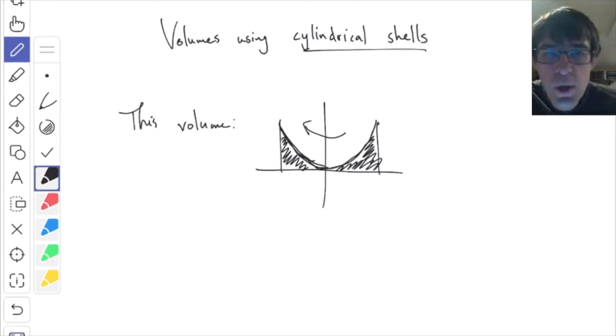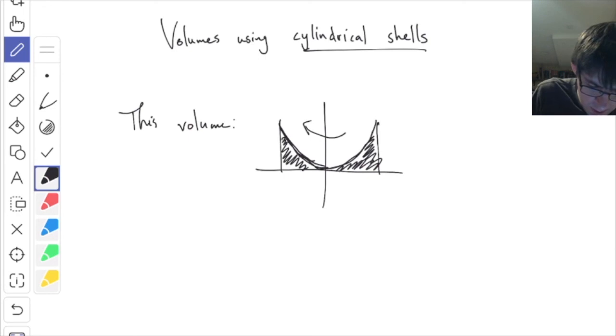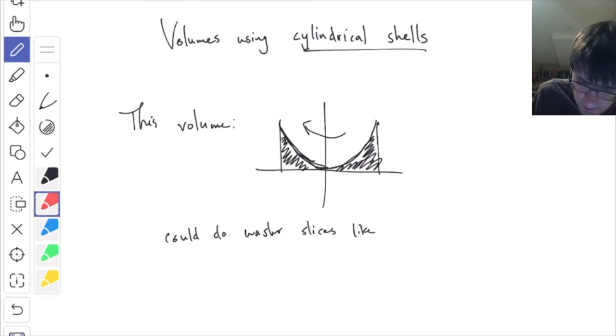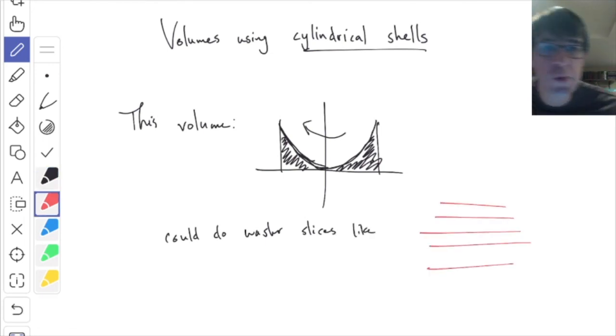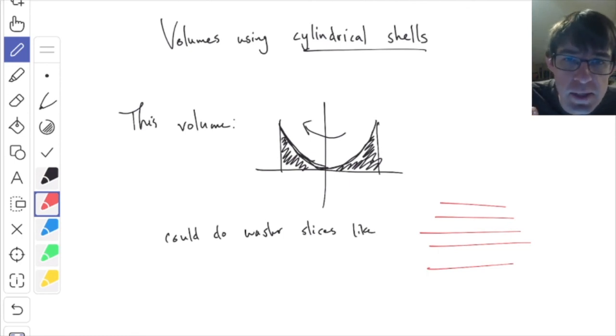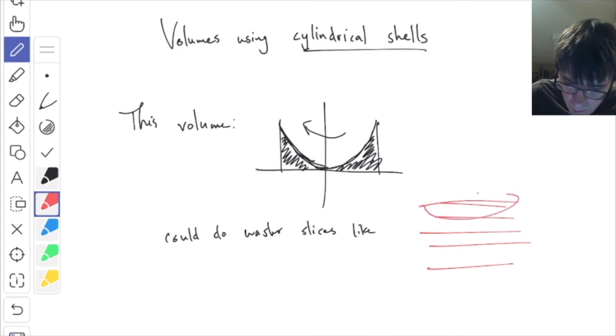Now, you could do washer slices. Like this, cut it this way. And what you get each time will have an inner radius and an outer radius. The inner radius given by the parabola, and the outer radius would be like 1 for each of those slices, right? Each of these slices would give you one of these washer shapes. But I would like to describe to you a different way, a different approach.